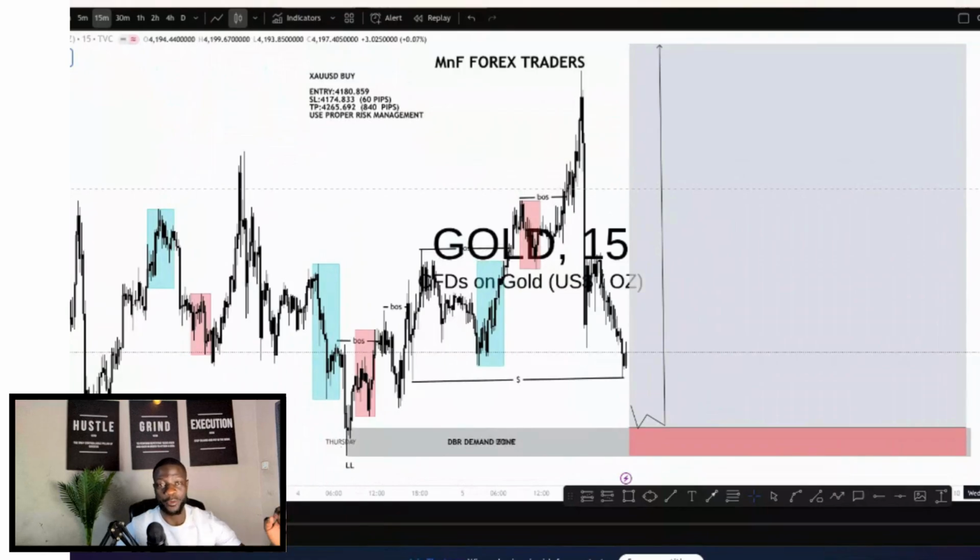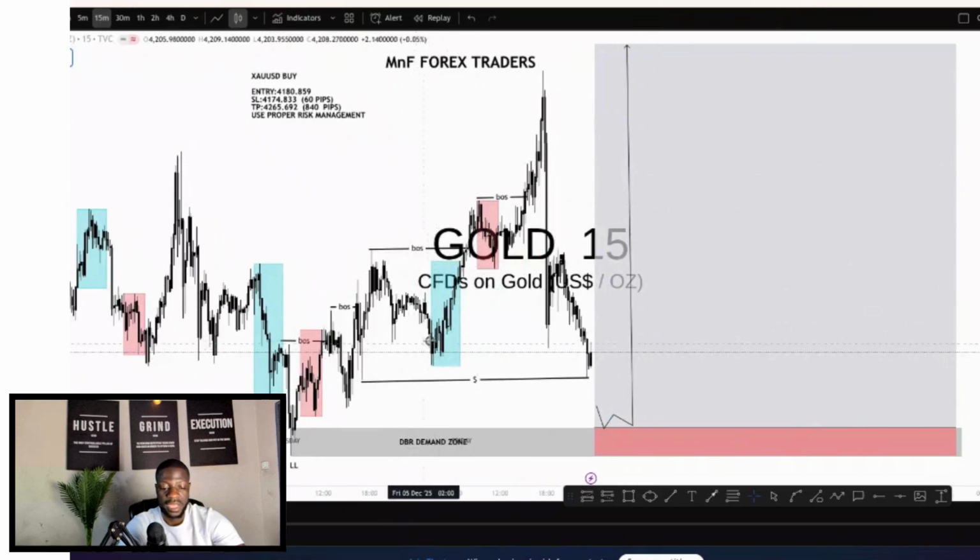Ladies and gentlemen, we are back with another beautiful setup right here on XAUUSD on the 15 minutes time frame. We have a beautiful drop based rally with multiple break of structures to the upside, and we have liquidity which was left behind, an inducement, and our POI right here.